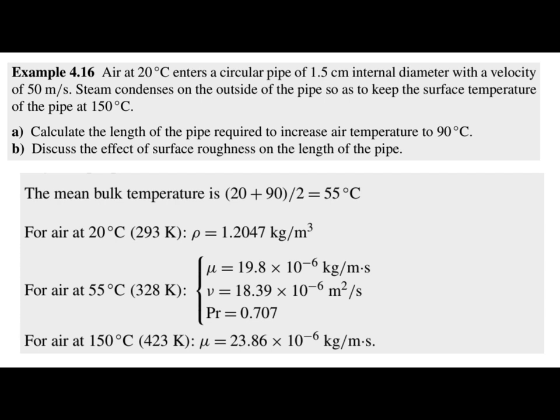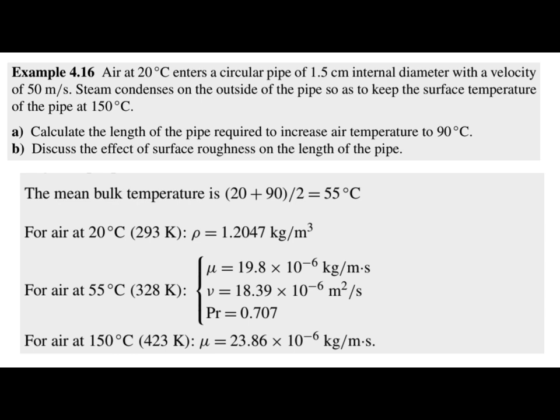The first part of the question is to calculate the length of the pipe required to increase the air temperature to 90 degrees Celsius. The initial temperature of the air is 20 degrees Celsius and the steam is at 150 degrees Celsius. Steam is transferring its heat to the air. So we need to find the contact length of the steam and air required so that the air temperature is raised to 90 degrees Celsius. This is the first part.